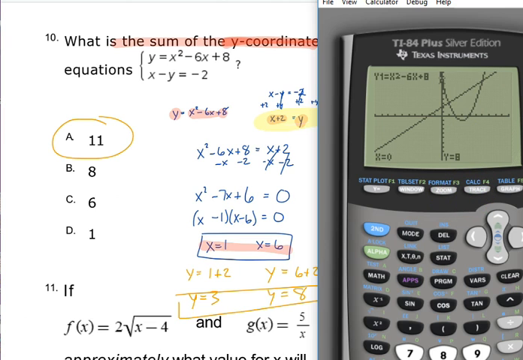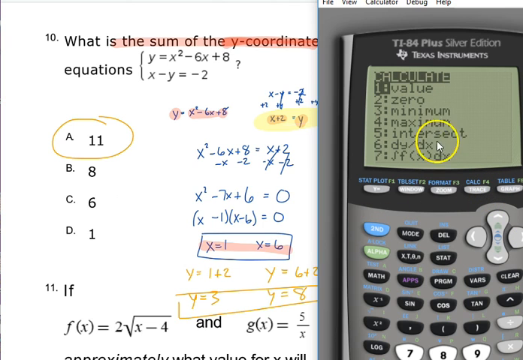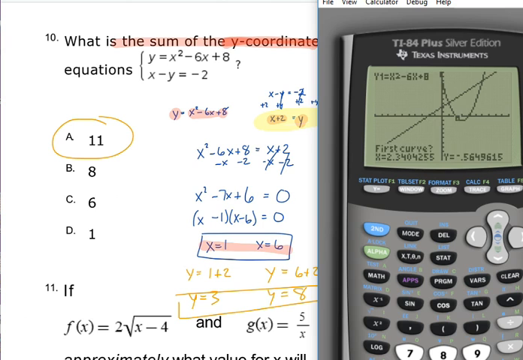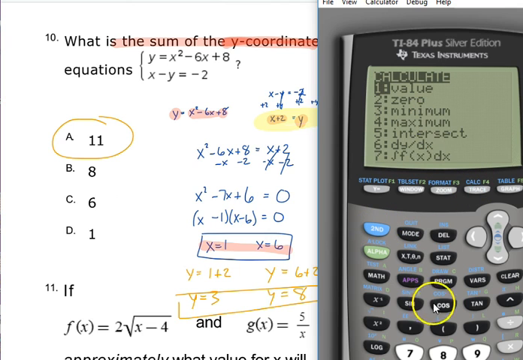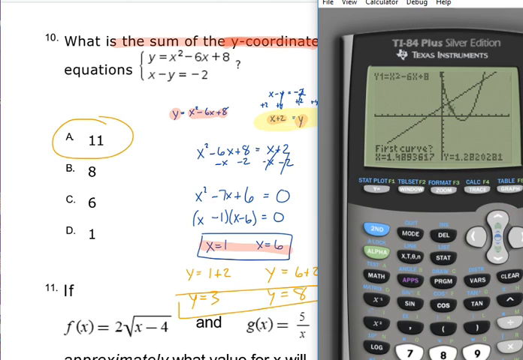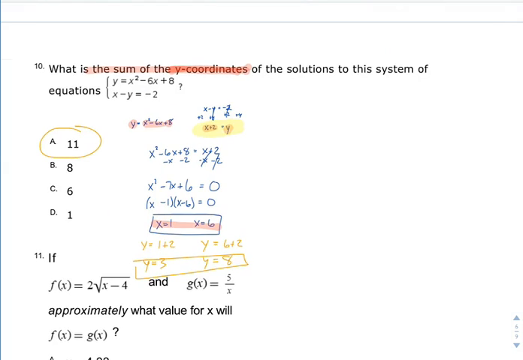You hit trace. Yeah, around there. You see them. You can hit second calculate intersect if you want to try it. 5. First curve, enter. Second curve, enter. And kind of show where you want to look at. There it is. 1, 3 is the one intersection. Second calculate intersect. First curve, second curve. Now this one's up here. And hit enter. 6 and 8. And they want you to add up the y coordinates. All right. Anyway, moving on.